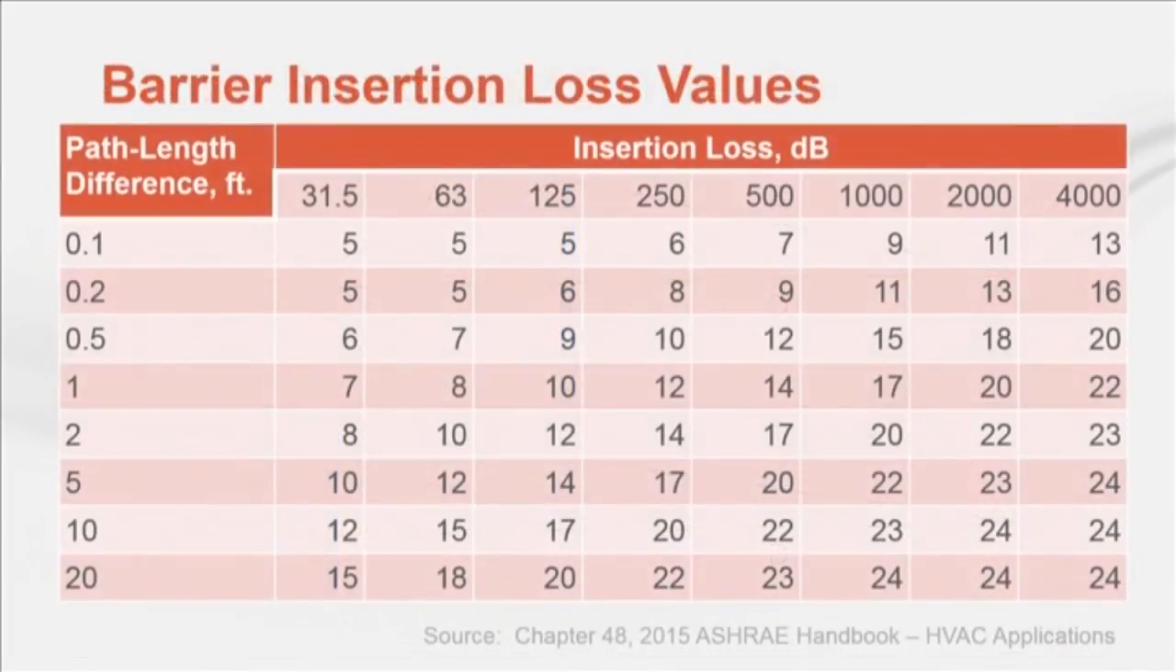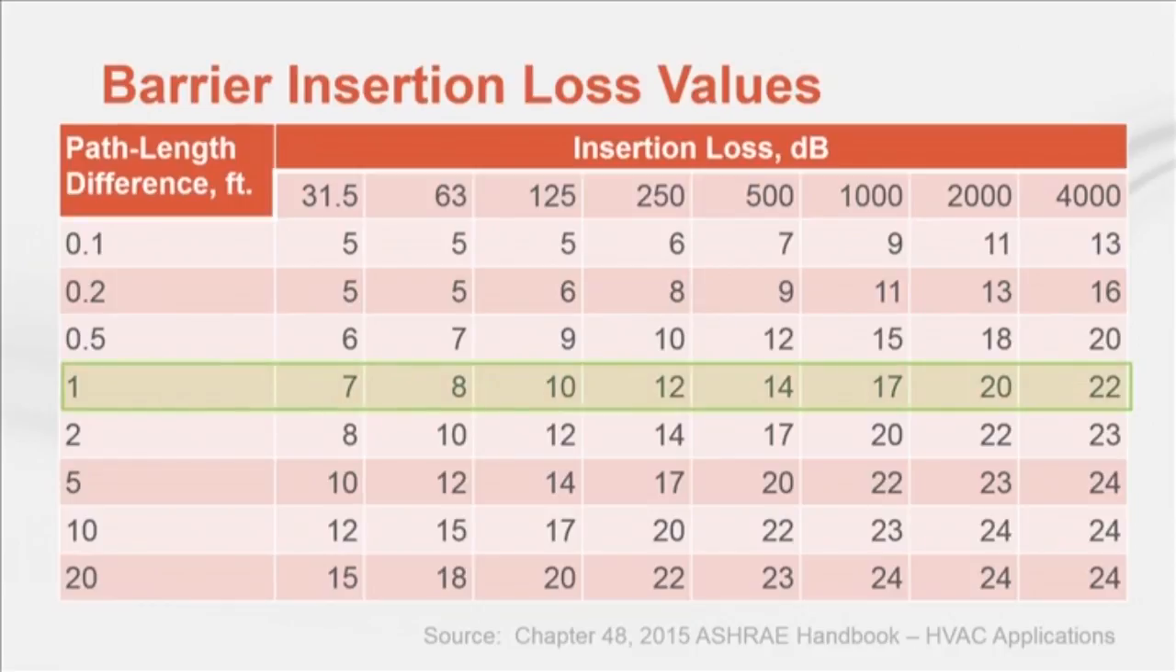So here's an excerpt from Table 39 found in Chapter 48 of the 2015 Handbook of HVAC Applications. This table shows insertion loss values by octave band for various path length differences. In our first case, with the barrier midway between the source and the receiver, we computed 1 foot. And in the second case, we computed 2.6 feet, which I'll truncate to 2. The resulting insertion loss values are certainly more favorable for the system with a barrier closer to the sound source.